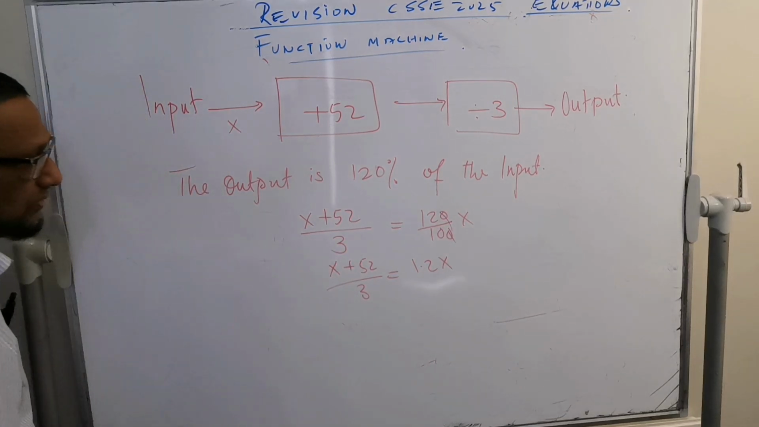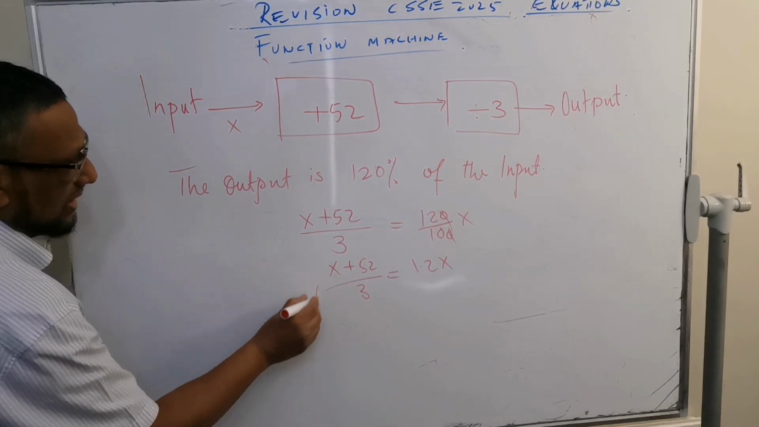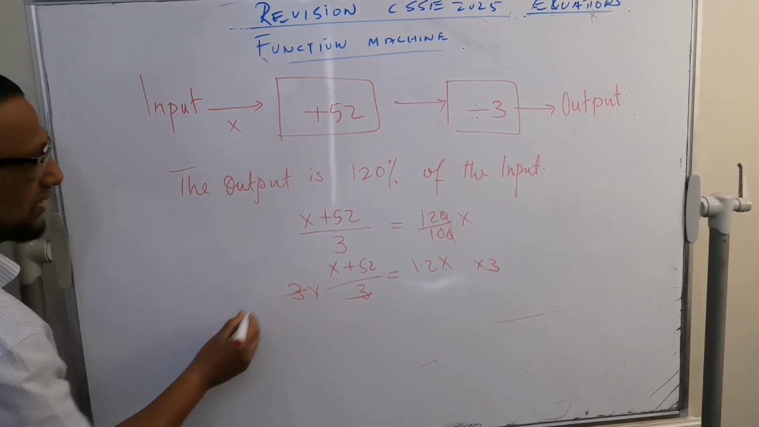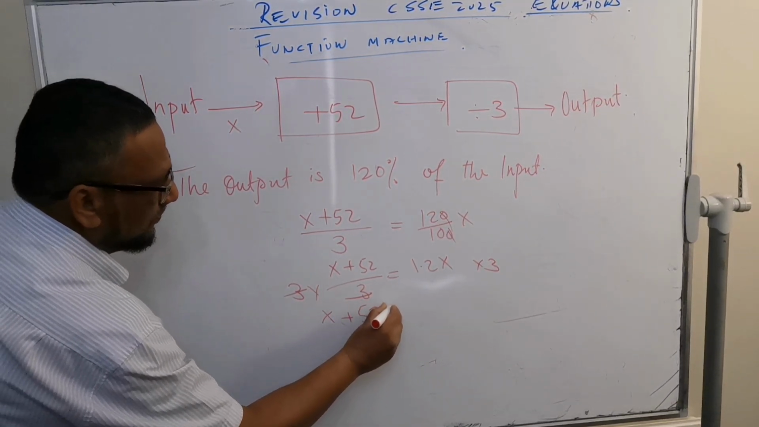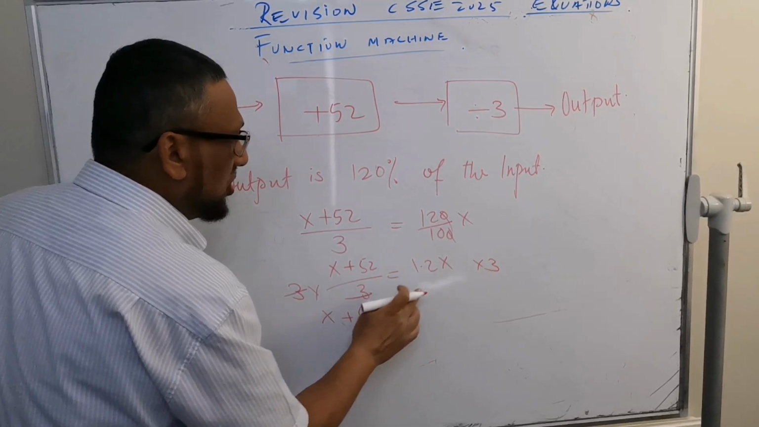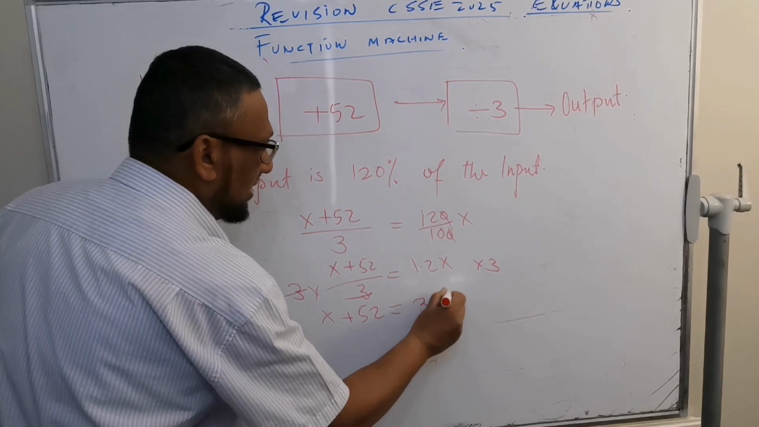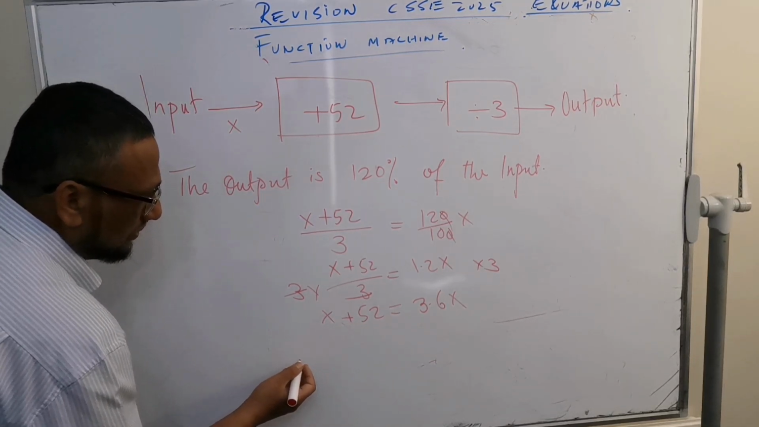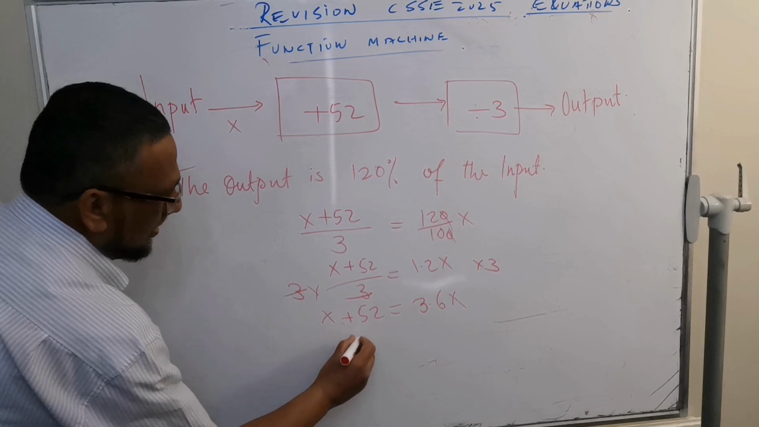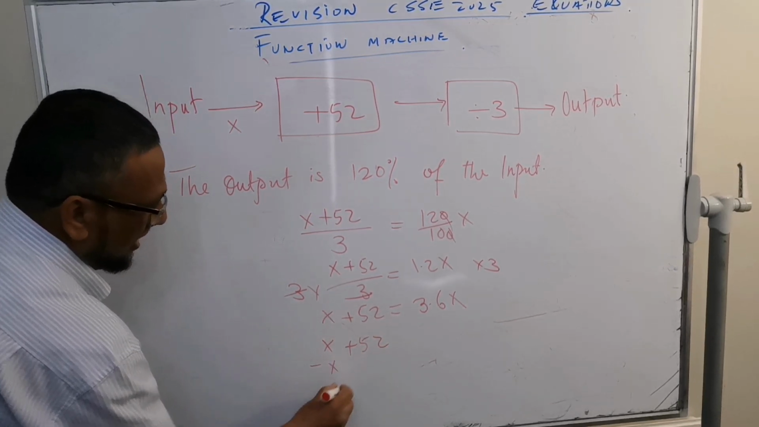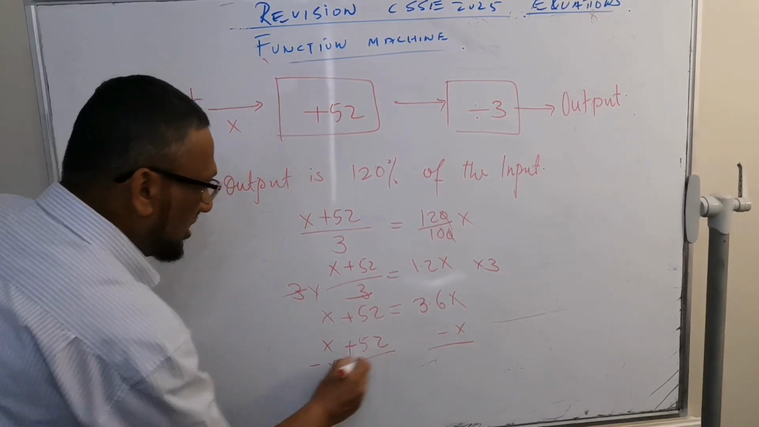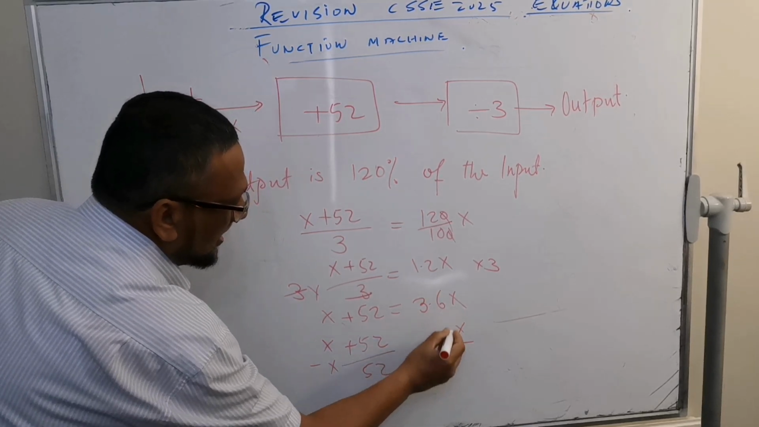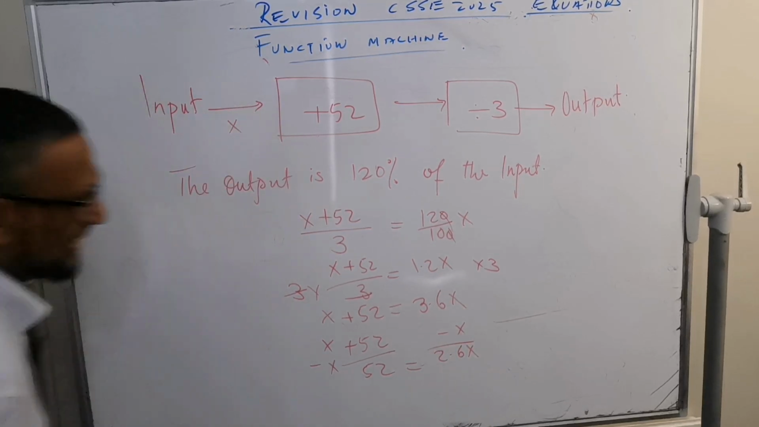Now look at this one. So how do we solve this equation? This number 3 is dividing, so cancel by 3 times on both sides. This one cancels with this, so it becomes x plus 52. Look at this one, 1.2 times 3, so 3 times 12 is 36. So 3.6x. And now subtract x from both sides. So 52 equal to 3.6 take away 1x, so it's going to be 2.6x.